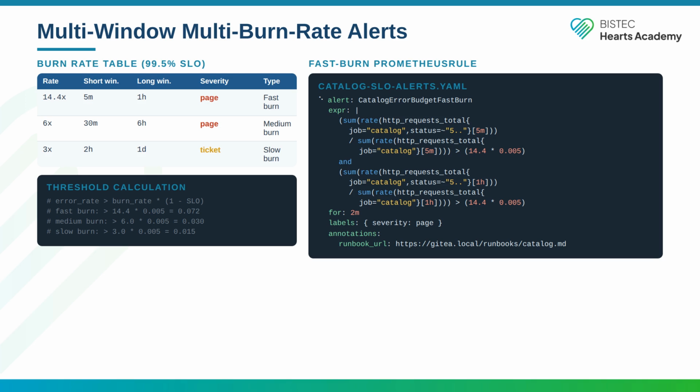The reason for requiring 2 windows simultaneously is flap prevention. A 5-minute spike at 14.4 times the baseline could be a deploy that immediately self-resolved. Requiring both the short window and the long window to exceed the threshold means the elevated error rate must be sustained before the alert fires. The Prometheus expression for the fast burn alert on this slide uses "and" to combine the 2 window checks. Both must evaluate true at the same instant. If either drops below the threshold, the alert resolves.